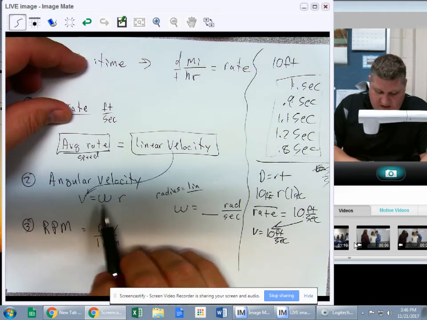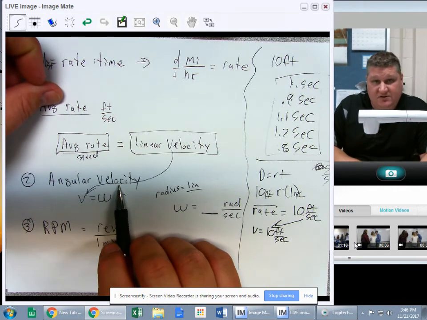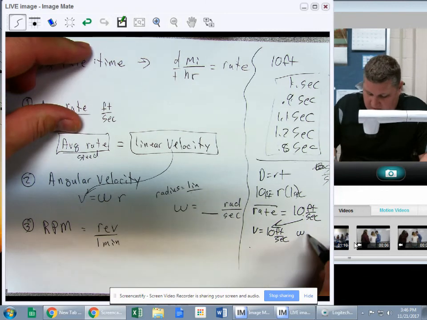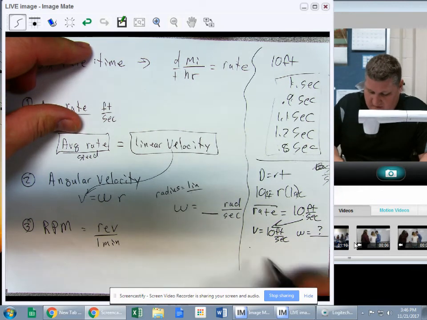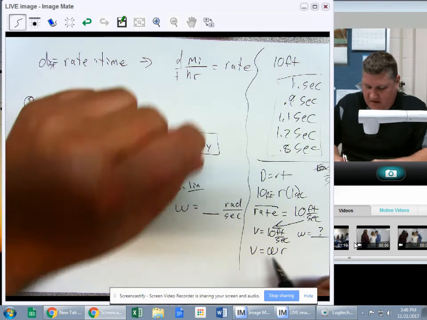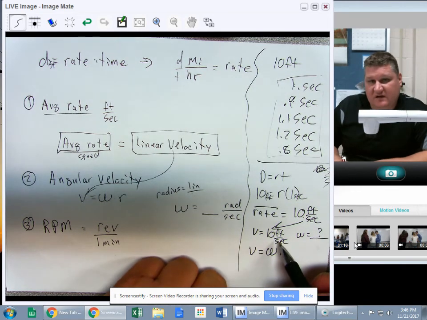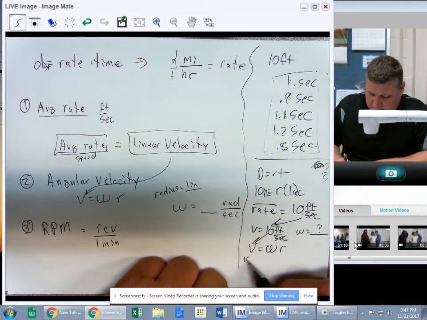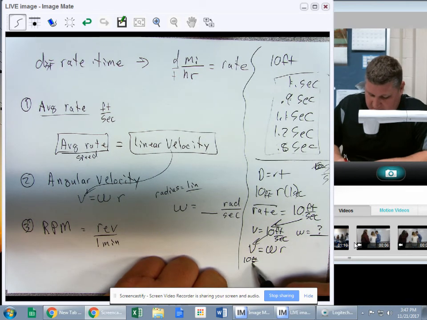And if I want to find the angular velocity, it is omega. So I need to find omega. What is omega? Don't know, but I can say V equals omega R. Now, the interesting thing here is this is in 10 feet per second. So I'm going to plug it in, 10 feet per second. I don't know what omega is.